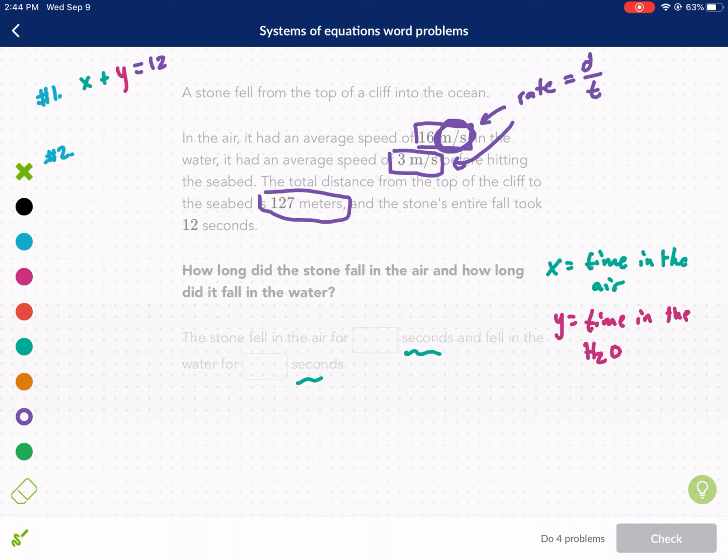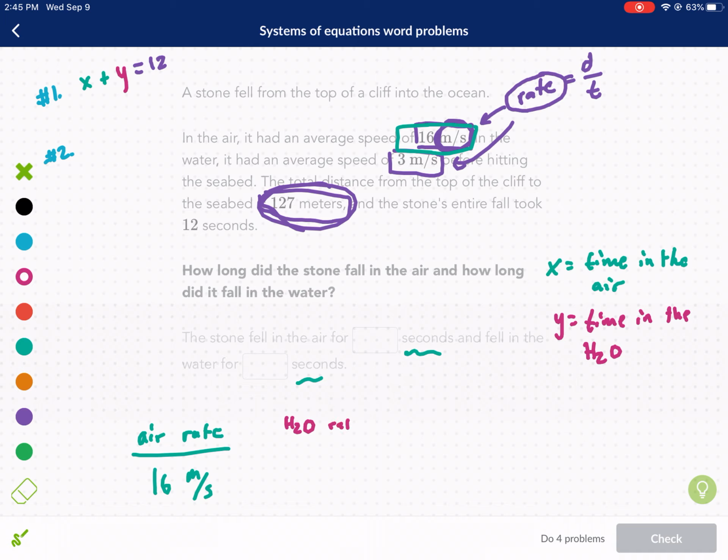Well, that's great, that's all good and all, but it gives us a distance to work with. It doesn't give us another rate to work with, it gives us a distance. So what we need to do is find our rates in terms of distance. We already know that this is the rate in the air. So if we're going to break this down into the air rate, our air rate is 16 meters per second. And then we have our water rate, and that's 3 meters. Obviously, it goes slower in the water.